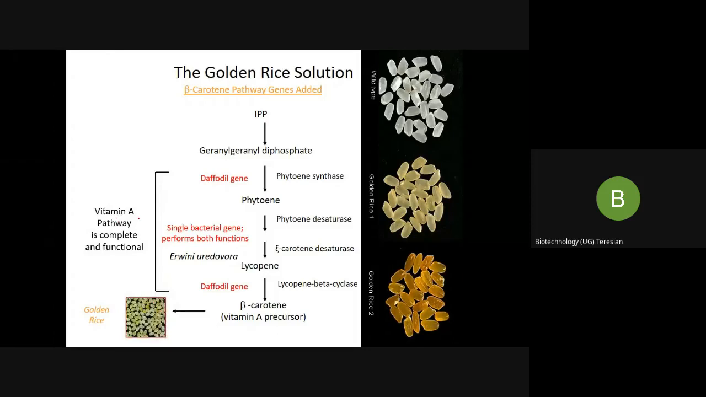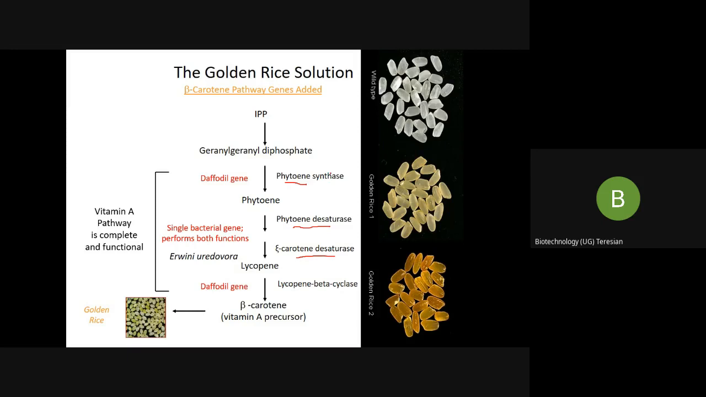So now the scientists started to introduce these enzymes which were lacking in your original rice, this white rice. These enzymes were not present. That is why they could not produce the beta carotene. So what they did was, from daffodil genes, they introduced phytoene synthase and lycopene beta cyclase. And from another bacterium, Erwinia uredovora, a single bacterial gene, but it performs dual function. That is, it is going to produce phytoene desaturase and carotene desaturase.